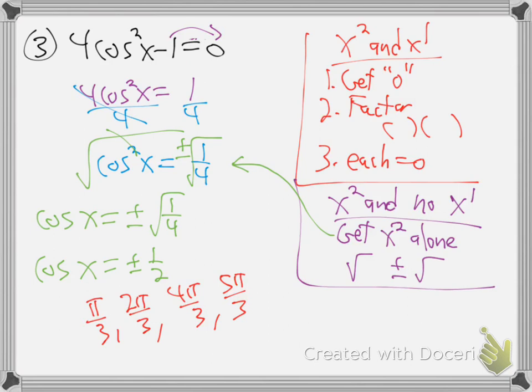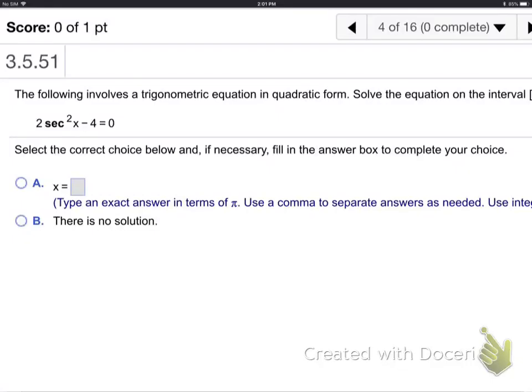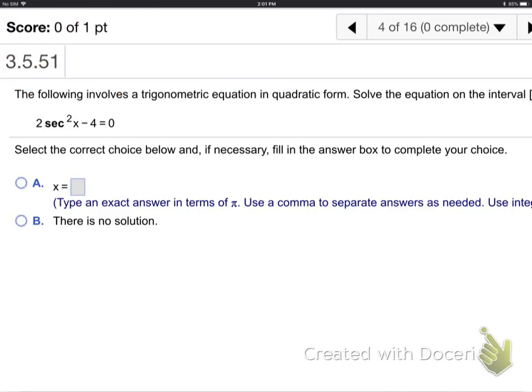How are we doing? You good? We've done 3 problems in 1 hour. All right, our average is getting a little faster. 20 minutes per problem. Next, 2 secant squared minus 4 equals 0. That's question number 4.